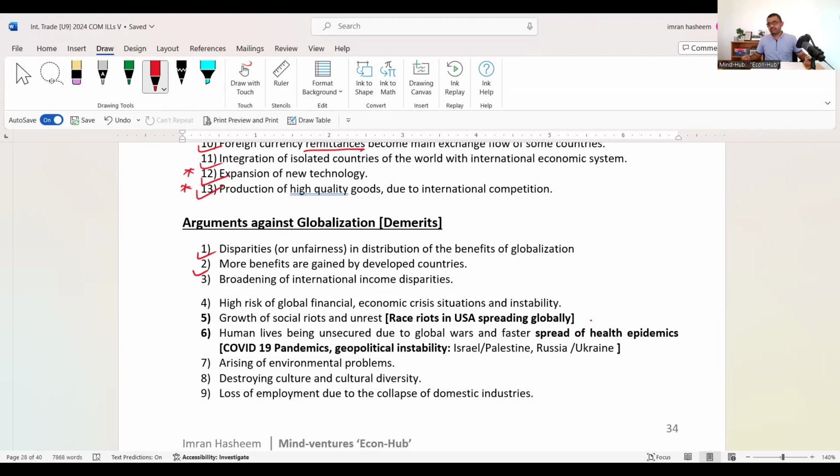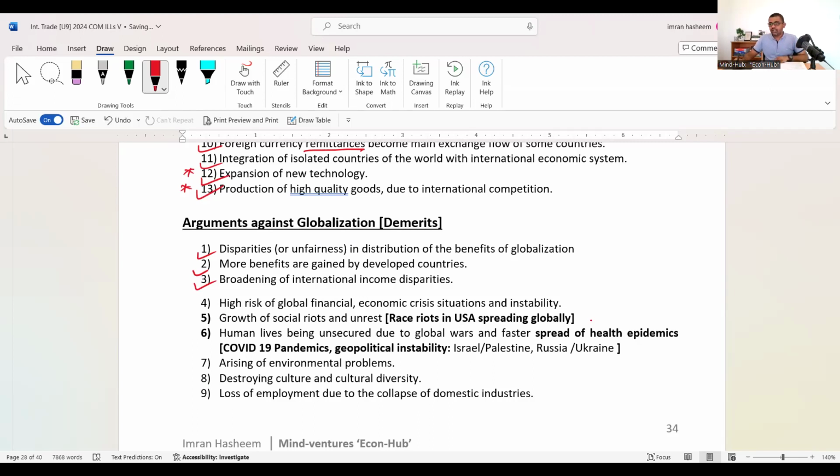But within all that, what we see is that the income disparity gap, especially the per capita income gap between the average person of an advanced economy, a developed country, and a developing country, has increased over the years. So the first 3 points have a common theme: disparities and unfairness in the distribution of income, benefits and opportunities that come through globalization. So disparity is a big issue with globalization.